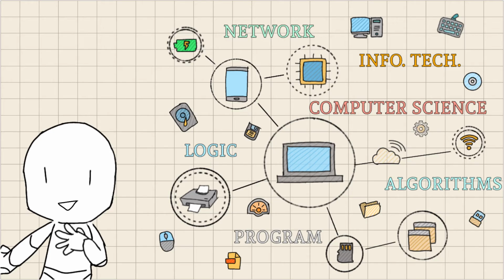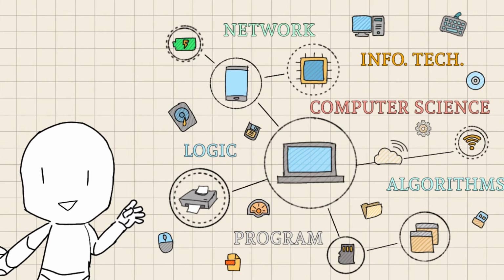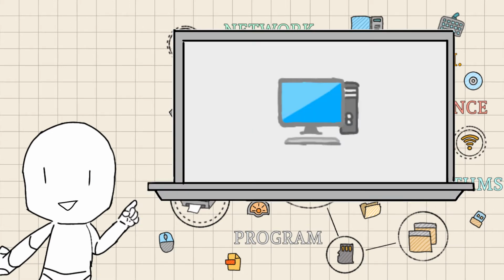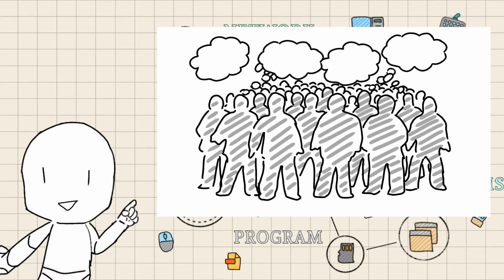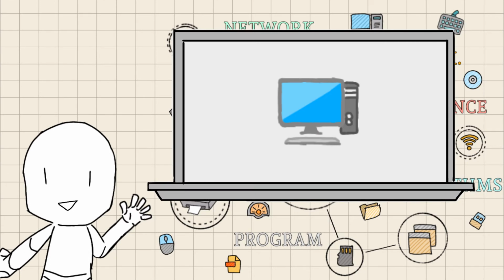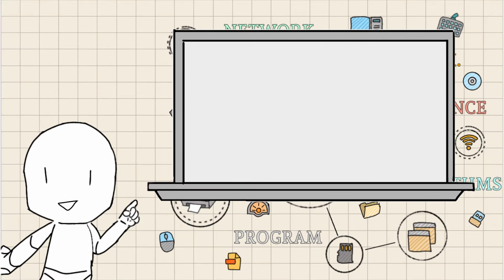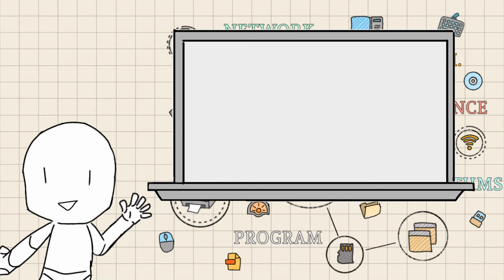I'm going to ask you a very simple question. What is computer science? Now, the first thing you might have thought of is that computer science is just, well, computers. And you probably aren't the first one to think that. Many people, when they hear about computer science, just think, hey, isn't that just about computers and how to fix them? Well, that's not exactly the case.